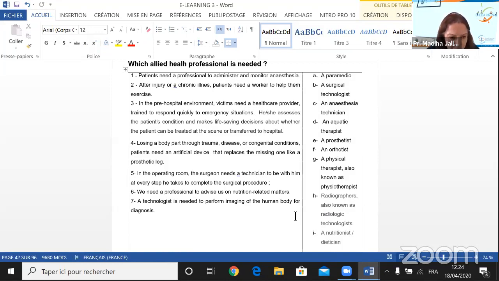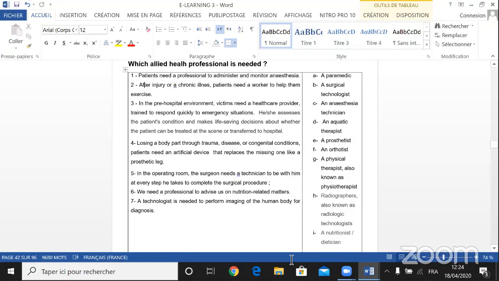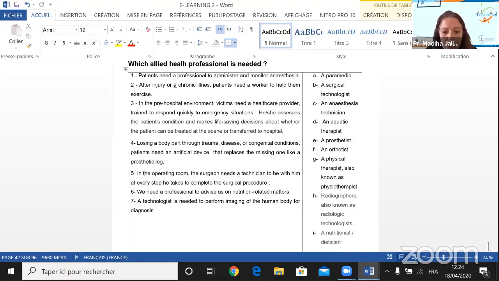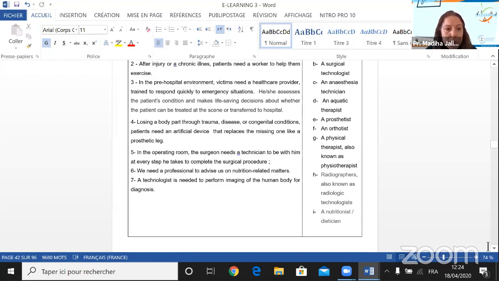We are now in 6. We need a professional now to advise us on nutrition-related matters. Is the answer there? A nutritionist? Yes, good. Nutritionist, or dietitian. A dietitian is concerned with the diet, with the nutrition.